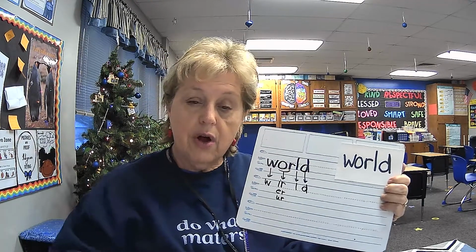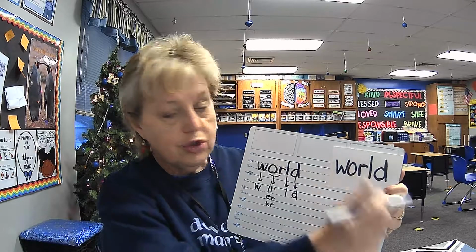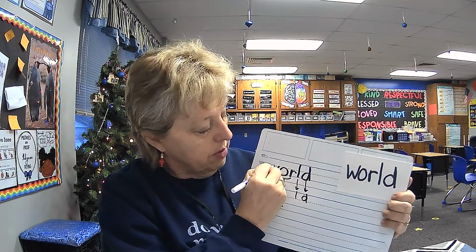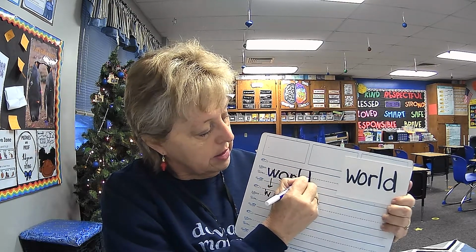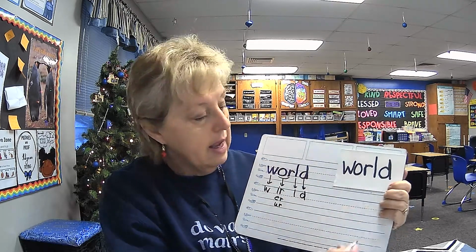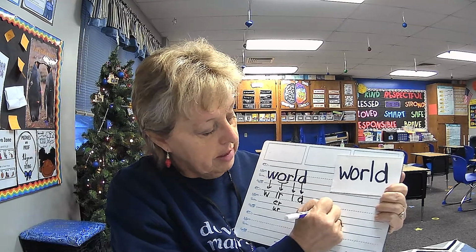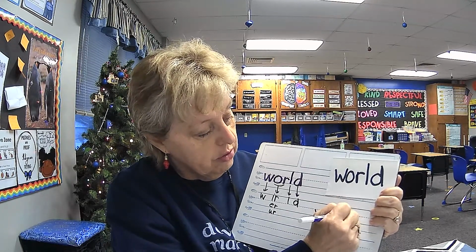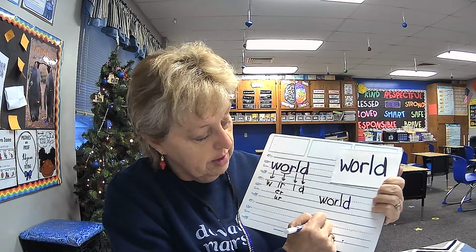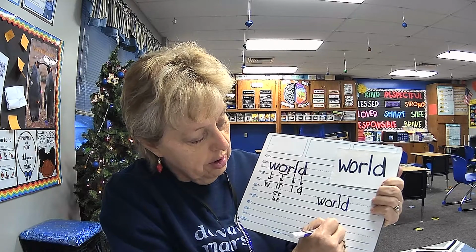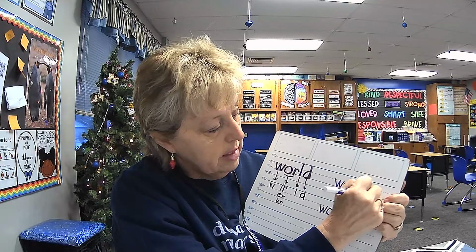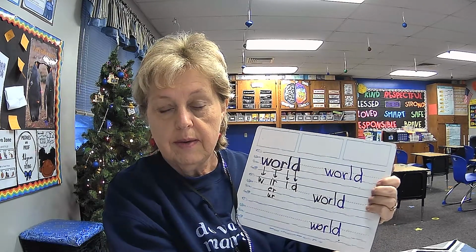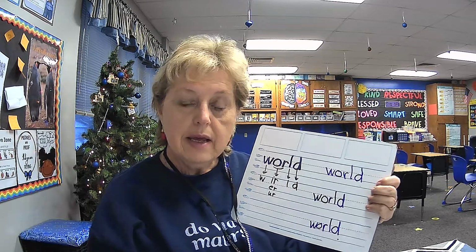Now take a different color on your iPad and let's trace the word world. World. W-O-R-L-D. World. And write three times the word world. Make sure you're saying the letters each time that you write it. W-O-R-L-D. World. W-O-R-L-D. World. And the third time, W-O-R-L-D. World. Okay, you can pause the video, and when you're ready, you may begin again.